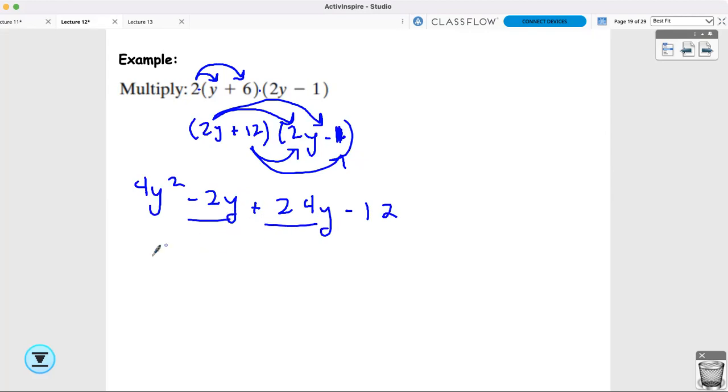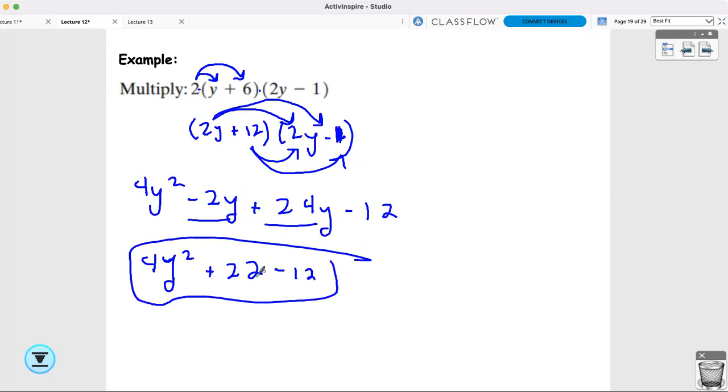Combine our like terms here, negative 2 plus 24. So bring down 4y squared. You have 24 minus 2, which is still 22 left. And then bring down the minus 12 and you're done. Oh, I'm missing the y here. And we're done.